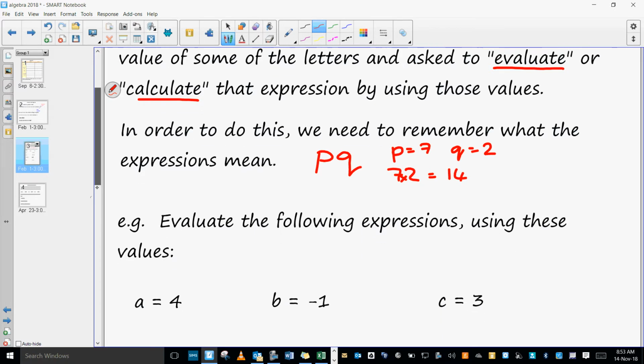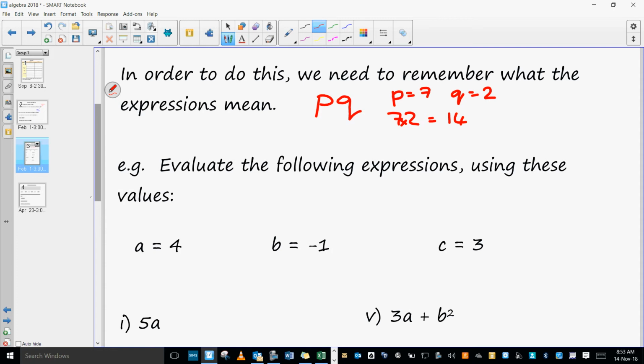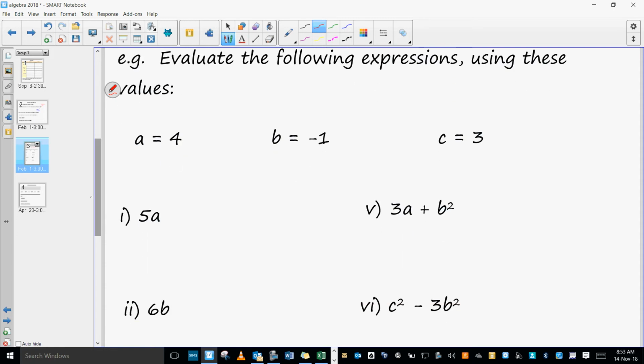So here's my question. Evaluate. That means that our answer is going to be a number. Evaluate the following expressions using these values. We've been told A is 4, B is -1, and C is 3. We've got to be careful here with our negative signs as well. I'm going to let you use your calculator though, because you will be able to use your calculator in the test. But if you use your calculator, I want you to make sure you show your working. What that means is I want you to just show the value being substituted in.